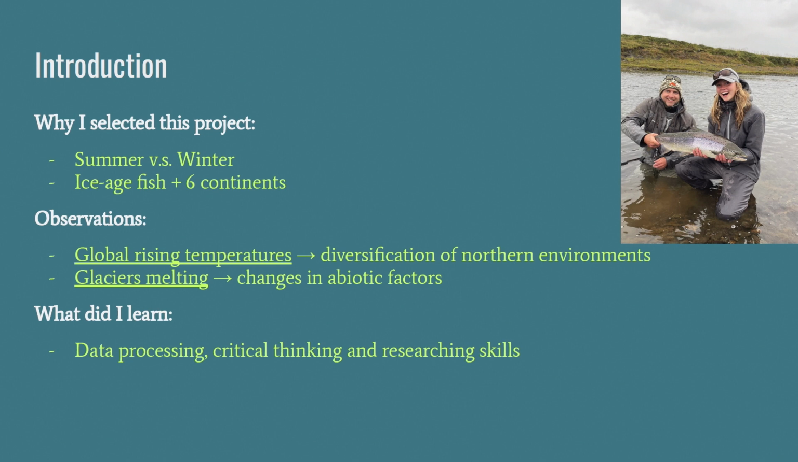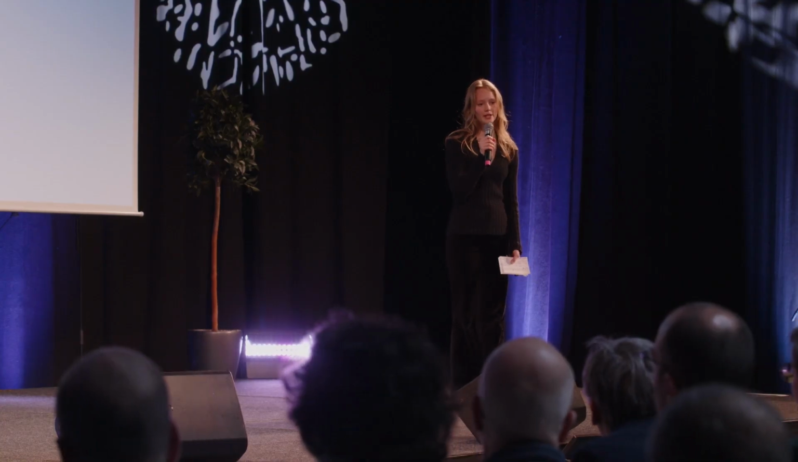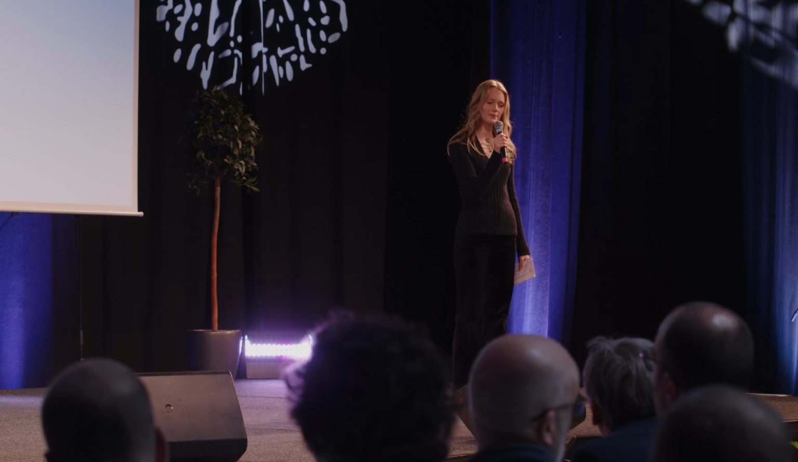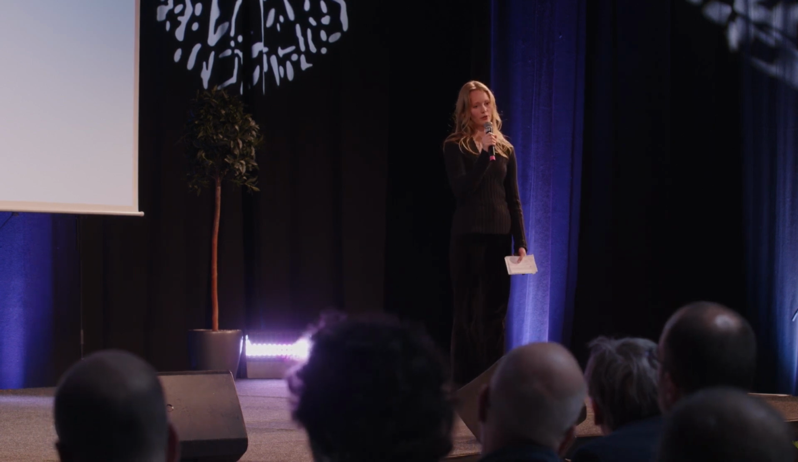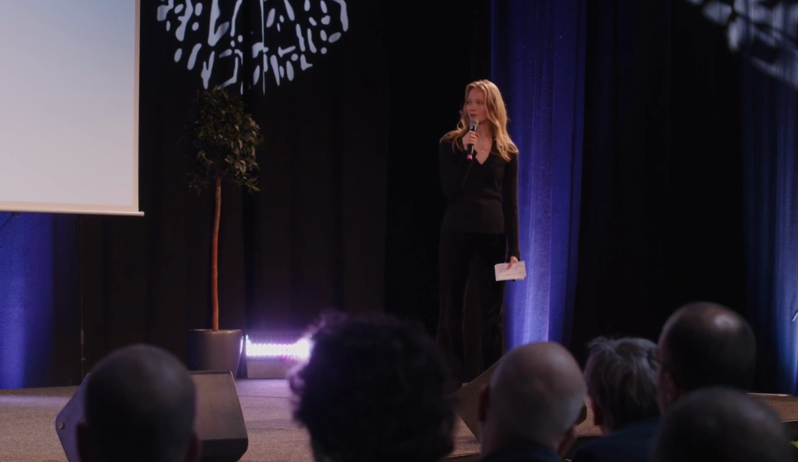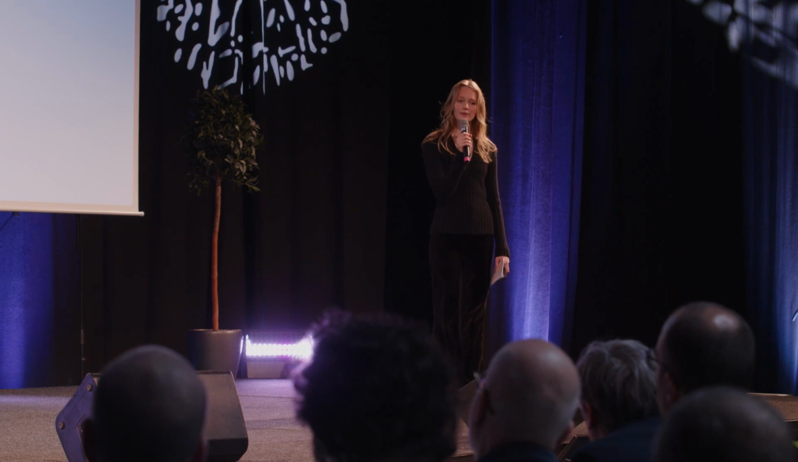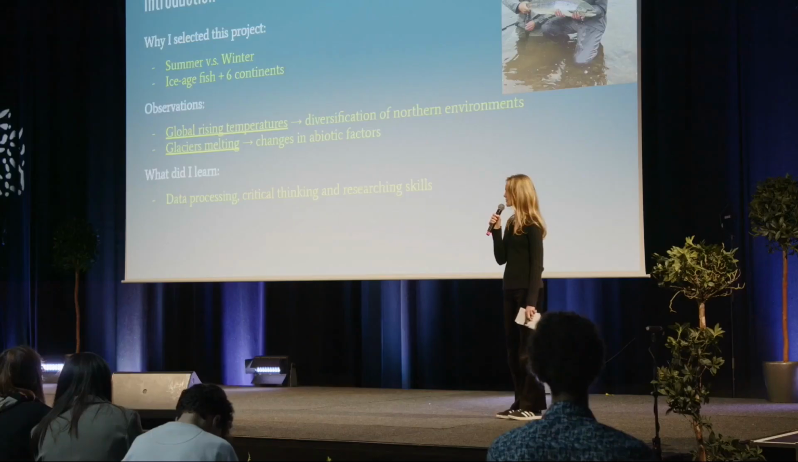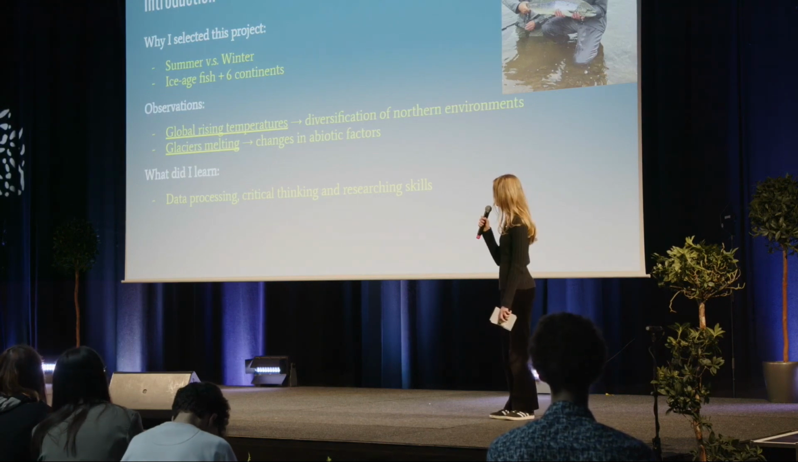Observations that I've made from my research so far are that global rising temperatures are causing the diversification of the fish in Iceland, because the fish are traveling northwards to reach their optimal temperatures. The glaciers are also melting and are predicted to have completely melted in 100 to 200 years. This will change the abiotic factors in the Icelandic environment.